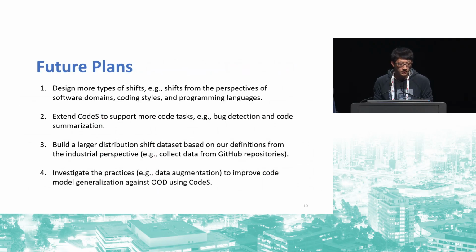This is the future plans. We plan to design more types of distribution shift, for example, from the perspective of software domains, and we plan to extend CodeS to support more code tasks, for example, bug detection and code summarization. We also want to build a larger distribution shift dataset from the industrial perspective, because now CodeS includes data from the code competition website. We also want to extend it to support GitHub repositories. And finally, we can investigate practices to improve code model generalization against OOD using our datasets.